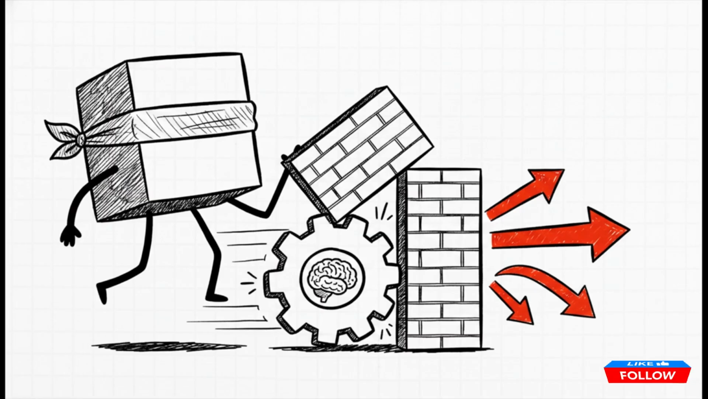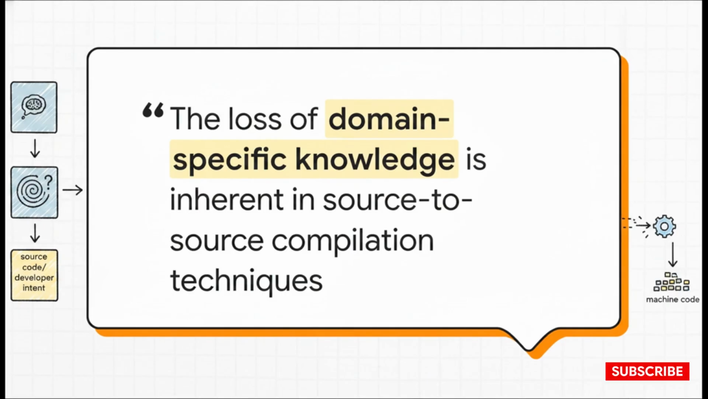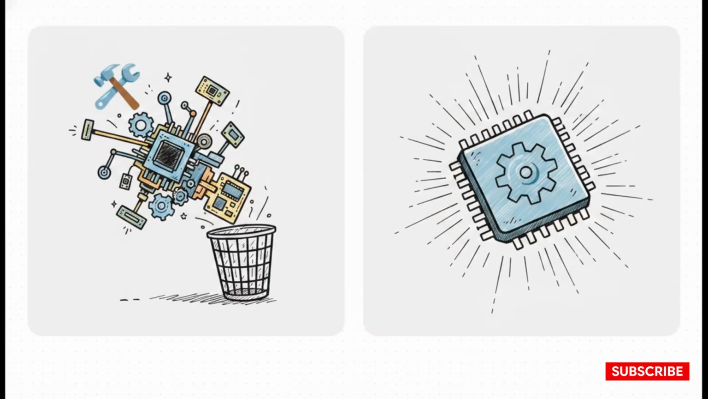the downstream compiler. The researchers, McCormick and his colleagues, summed it up perfectly. They wrote, "The loss of domain-specific knowledge is inherent in source-to-source compilation techniques that, by design, split the toolchain into disjoint infrastructures." Essentially, by jamming a middleman transpiler in there, you fracture your toolchain. The high-level intent you had as a developer gets totally lost in translation before it ever even reaches the final compiler. And that leads us to the final and maybe most impactful limitation.